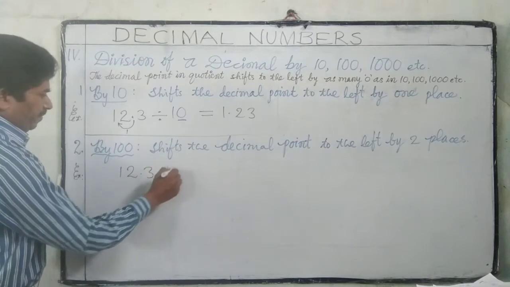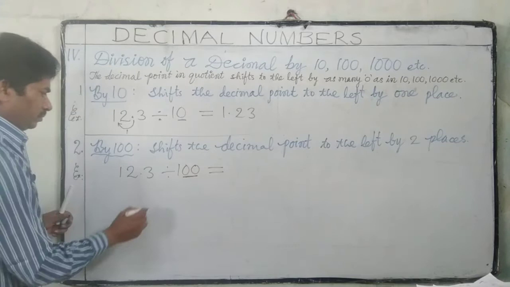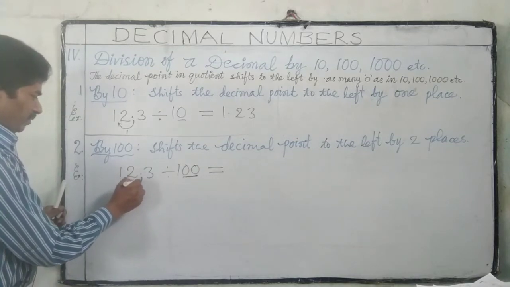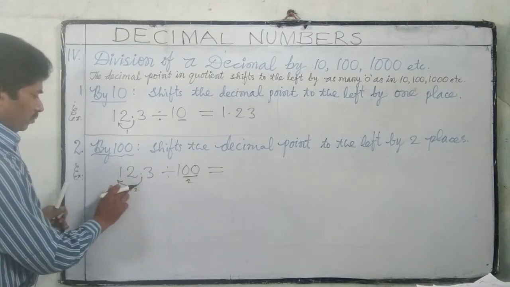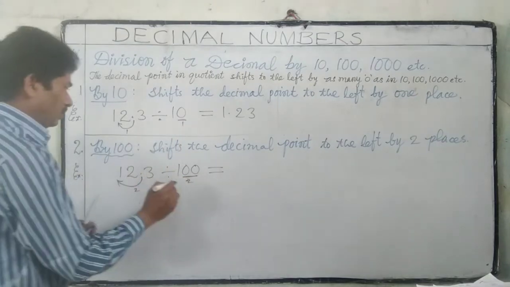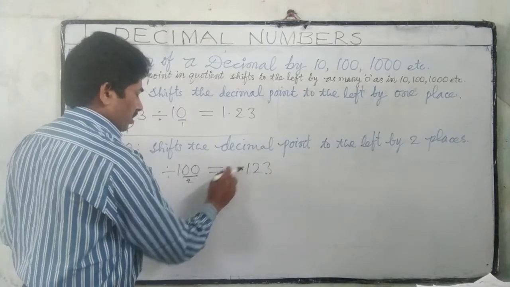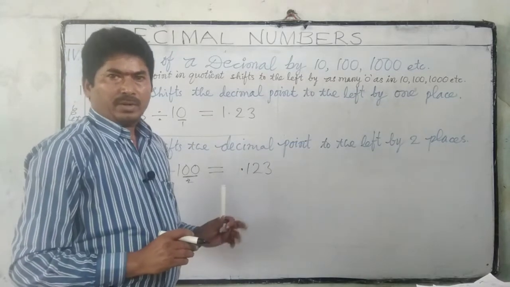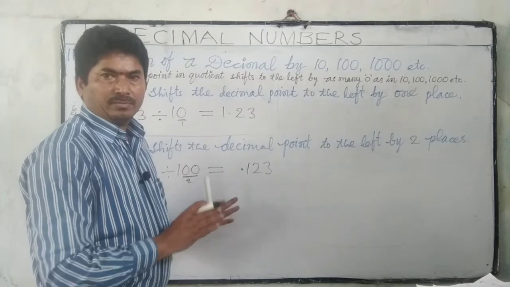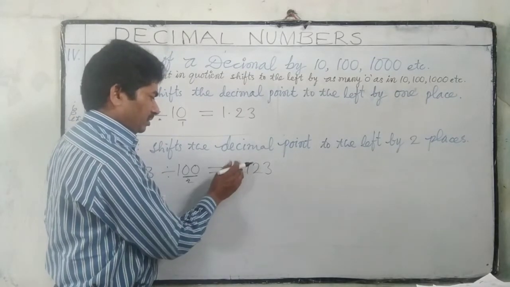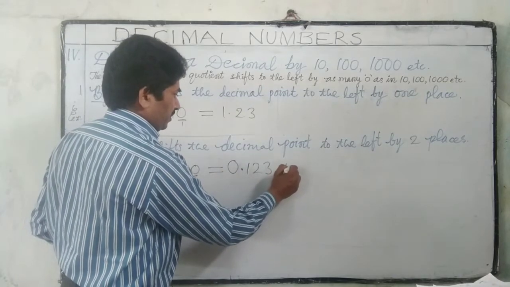12.3 divided by 100. Here we have two zeros. That's why shift the decimal point to the left by two places. Point 1, 2, 3. If there is no integral part, we have to place a 0 to give prominence to this decimal point. So 0.123 is the answer.